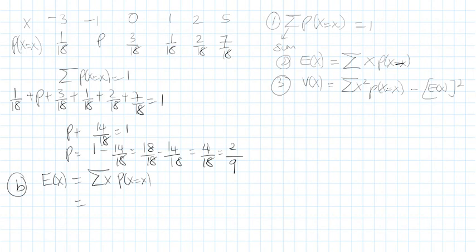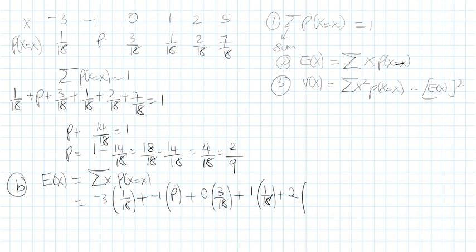After that, you're doing the same thing with each pair of values. Let me show you. So you take the value of x, which is -3, you multiply it by its probability, which is 1 over 18, plus the next value of x, which is -1, multiplied by the probability p, plus 0 times 3 over 18, plus 1 times 1 over 18, plus 2 times 2 over 18, plus 5 times 7 over 18. All right, you see the process?